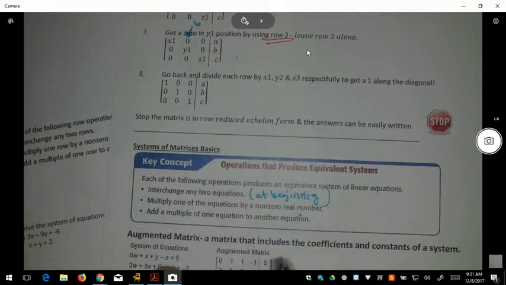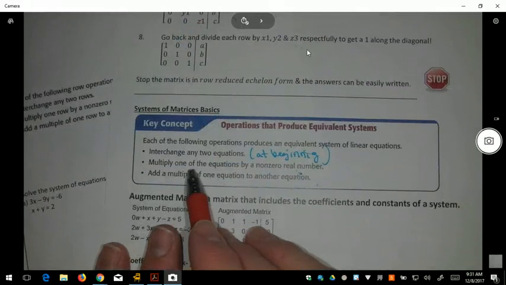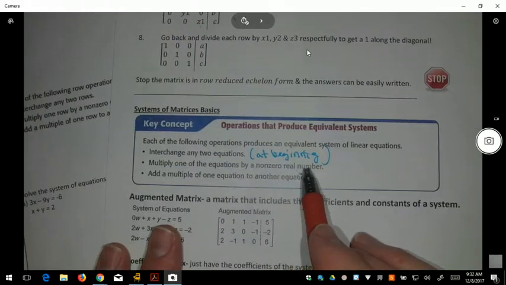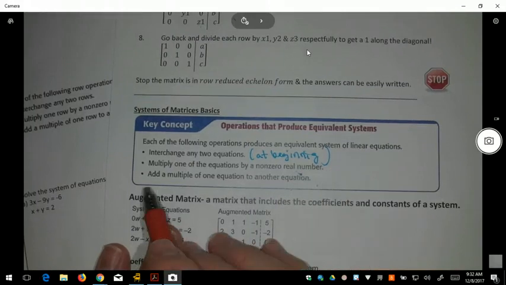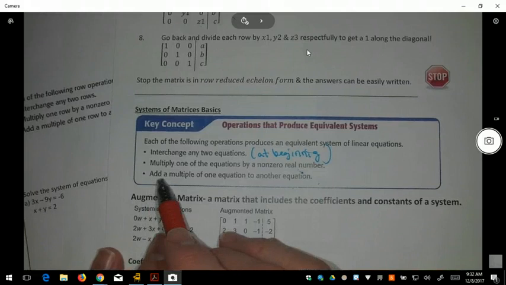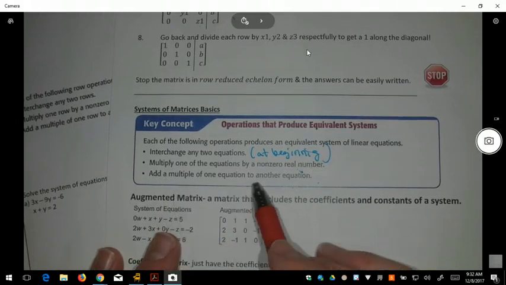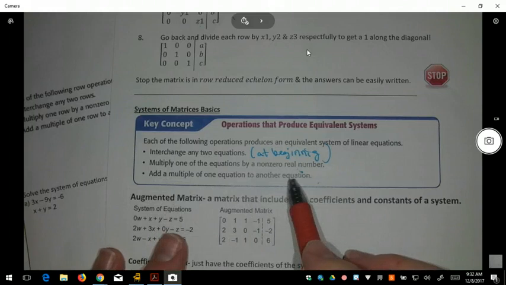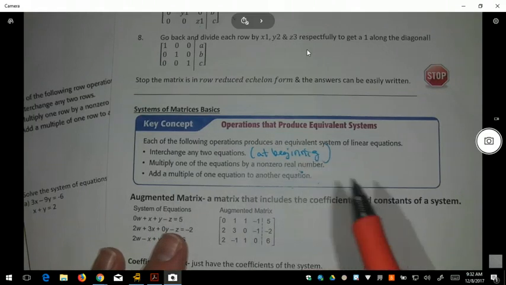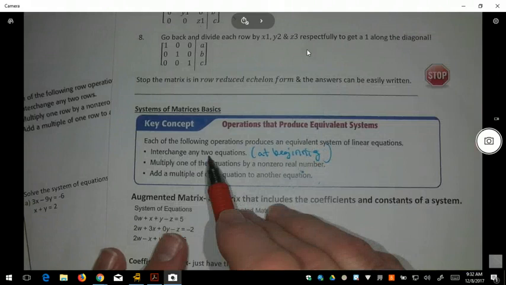One thing that we didn't talk about yesterday, we did talk about multiplying one of the equations by a non-zero real number, like when we divided by a number to reduce the numbers in the equation, or multiplied. We did elimination type methods where we added multiples of one equation to another to replace a line. What we didn't do yesterday is interchange 2 equations.